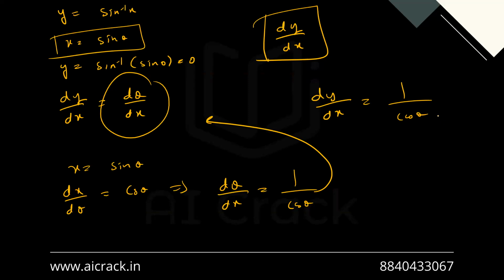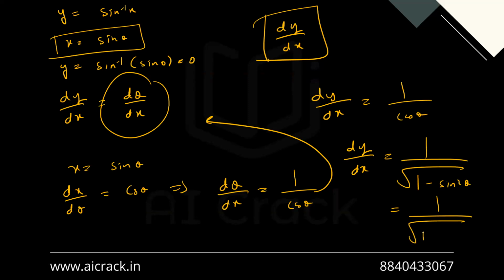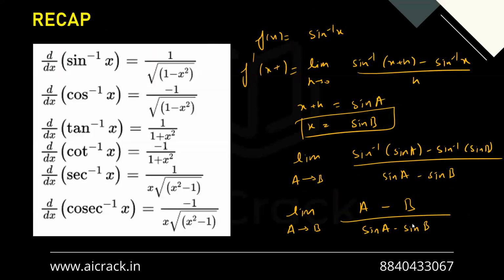Now, can we replace cos theta in terms of x? Yes, we can do that. So that would give us dy by dx equals 1 upon under root 1 minus sine square theta, right? So that would be 1 upon under root 1 minus x square. So this was the method where we didn't use first principle, but we still used the substitution method and derived the formula, right? Now, similarly, you can derive all these formulas with the help of the second method or first method. That's your choice. But eventually, you have to remember all of these formulas.